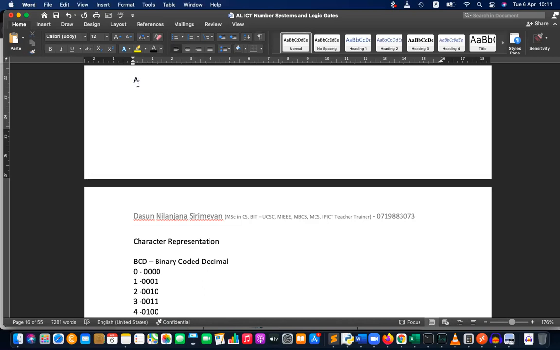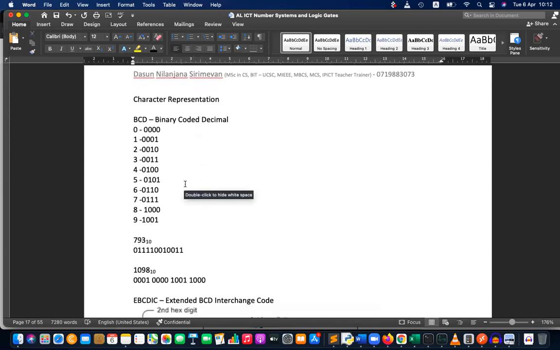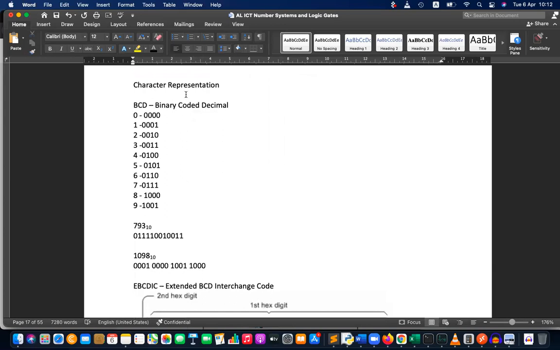Therefore, we have some standards. That means pre-computed tables, similar to the octal and hexadecimal tables. We have some pre-computed tables. This is one of the tables used by IBM, International Business Machines, in earlier days. That is called BCD, binary coded decimal. So 0 to 9 numbers were represented by a pre-computed code. So this is the pre-computed code.